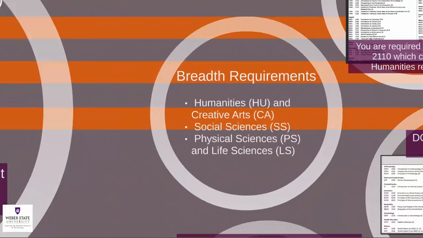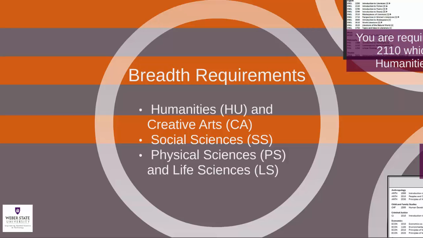The second set of requirements in general education is called the breadth requirements. The breadth includes humanities and creative arts, and your social, physical, and life sciences. These courses must be passed with a D- or higher, unless a higher grade is required due to major course requirements. For electronics engineering technology students, major courses require a C or better.